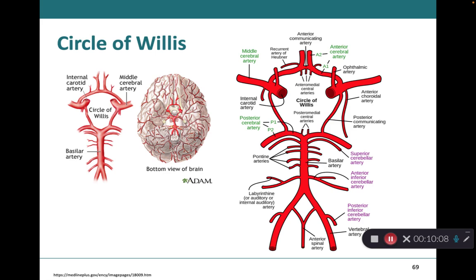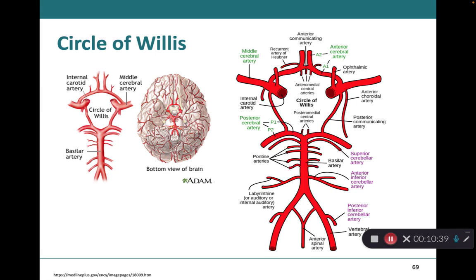Then we have our middle cerebral artery here and here. Okay, if we were to have an occlusion here, this is the lateral side of the primary motor and somatosensory cortex. So we would have, again, contralateral loss of sensation and motor control, but in this case to the face and upper limbs, okay, not the legs.